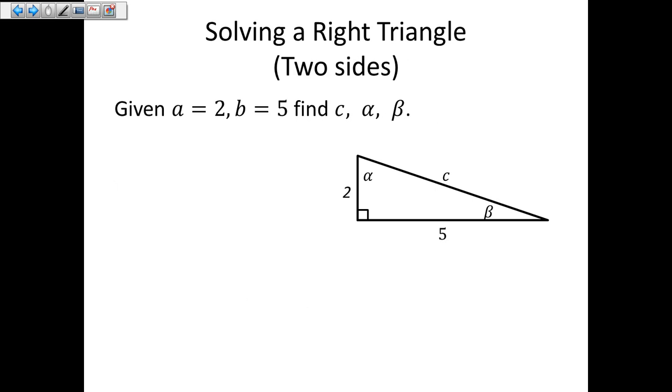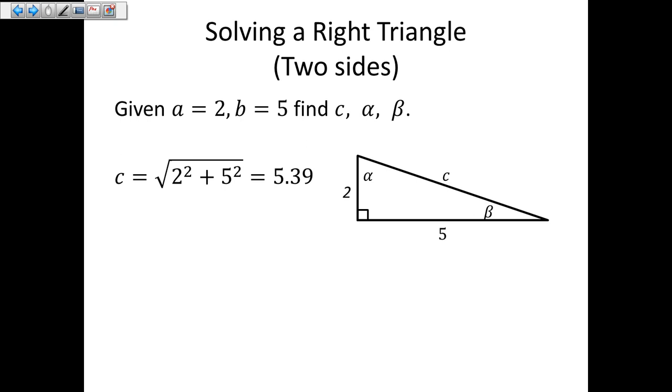Okay, so let's take a look at one where the two sides are given. Well, maybe the first thing to find would be C. It's equal to 5.39. Easy enough using Pythagorean's theorem. What about those two angles, alpha and beta?